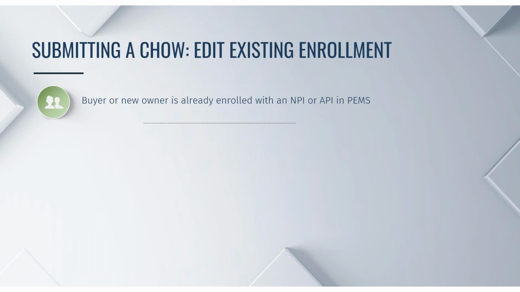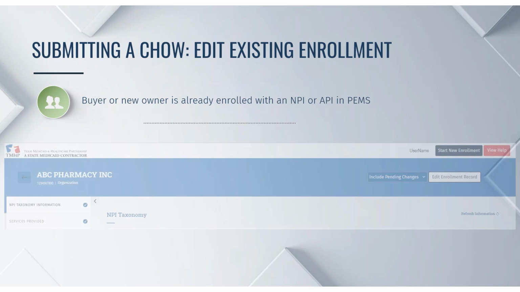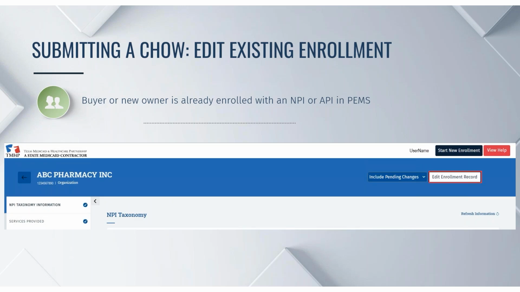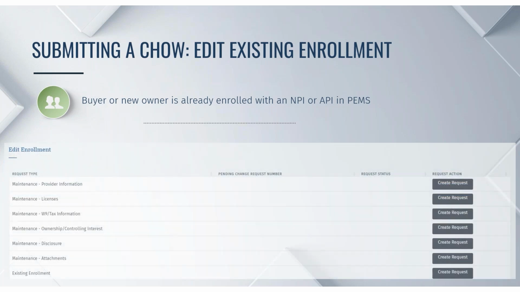A CHOW is submitted using an existing or new enrollment application, depending on the buyer or new owner. If the buyer or new owner is already enrolled with an NPI or Atypical Provider Identifier, API, in PEMS, the buyer or new owner must submit an existing enrollment application. View your approved application and click Edit Enrollment Record. Then, select Create Request for existing enrollment to open the enrollment record and make changes.